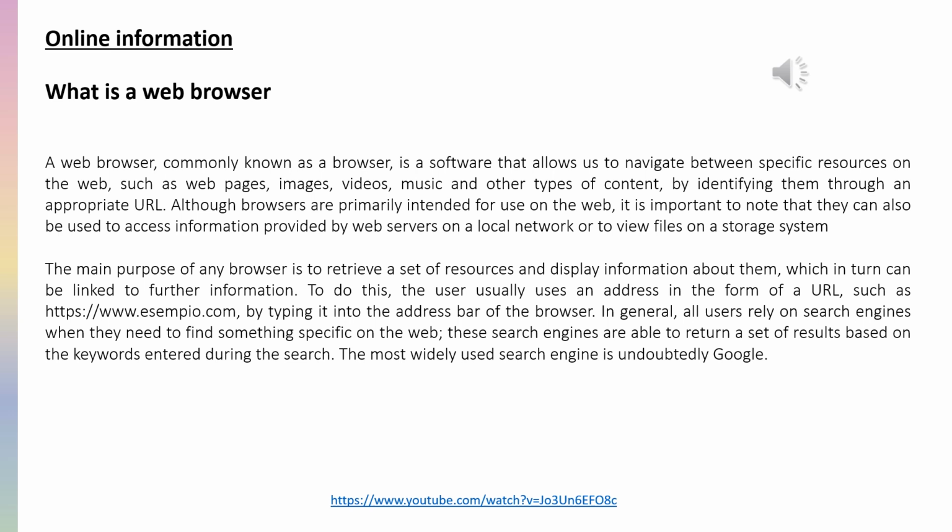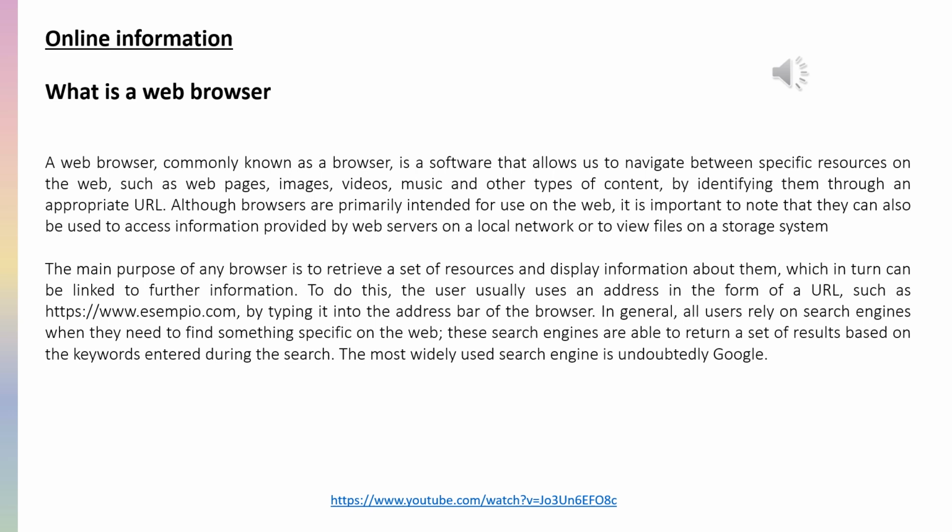Although browsers are primarily identified for use on the web, it is important to note that they can also be used to access information provided by web servers on a local network or to view files on a storage system. The main purpose of any browser is to retrieve a set of resources and display information about them, which in turn can be linked to further information. To do this, the user usually uses an address in the form of a URL by typing it into the address bar of the browser.